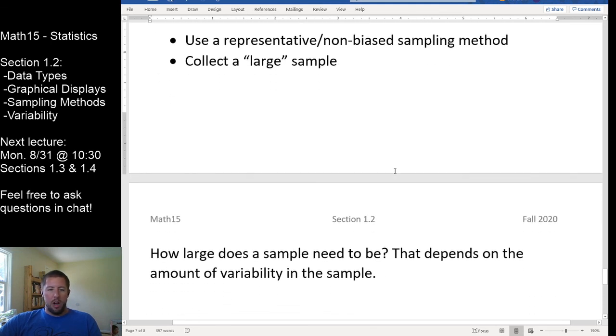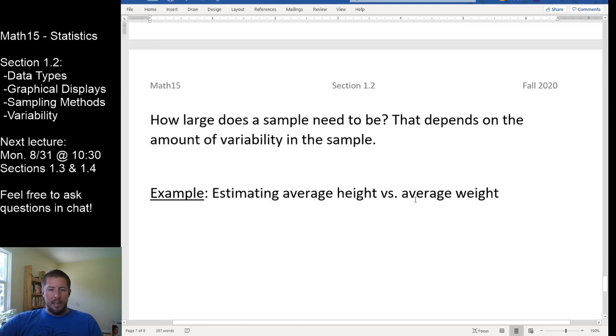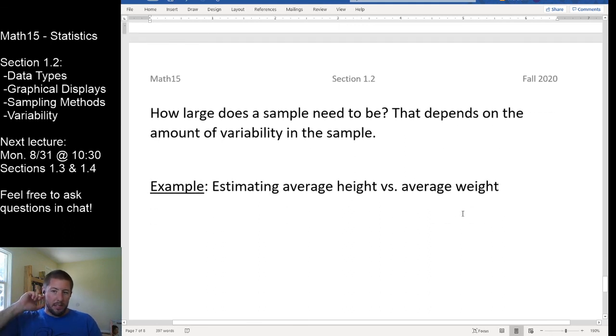But the question is, how large does the sample need to be? Well, it depends on the amount of variability in the sample. And here, let me say this is just my last thing for the day. Think of this example. Suppose that we want to make an estimate for the average height of all adult males in the United States, and we want to make an estimate for the average weight of all adult males in the United States. I think that we require a different number of samples to be taken for each of these because of the fact that there are different amounts of variability in each of these variables.